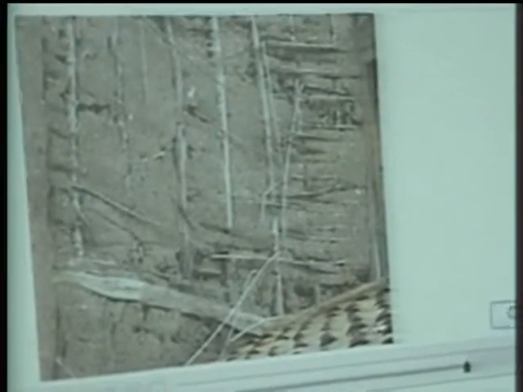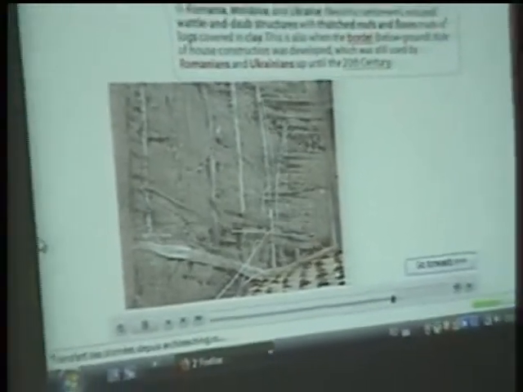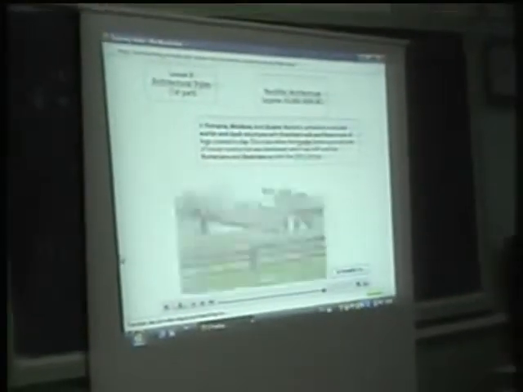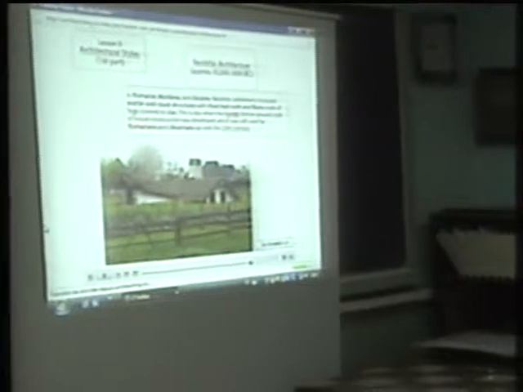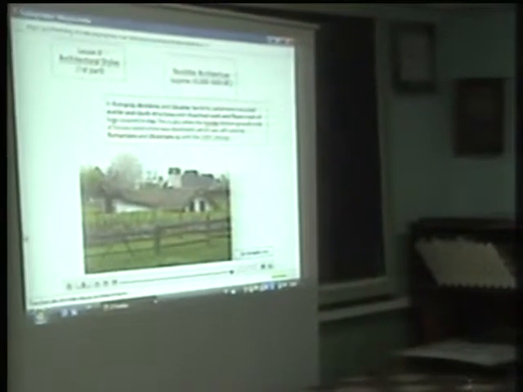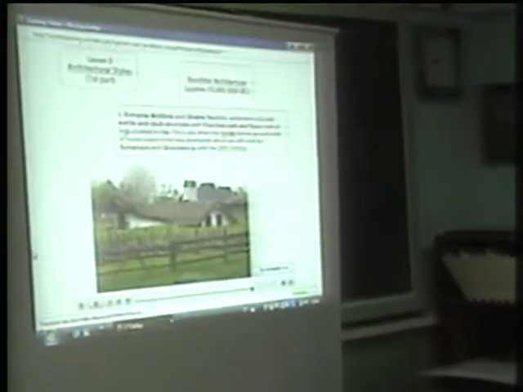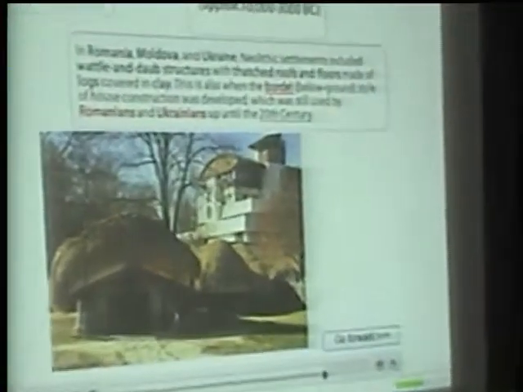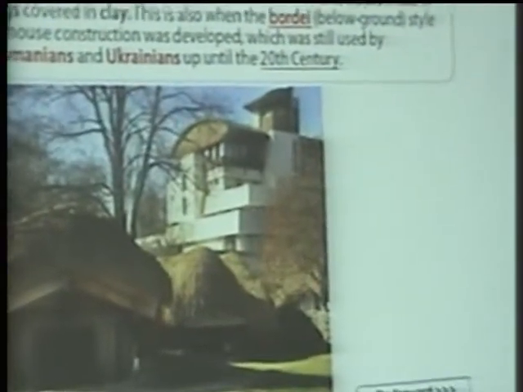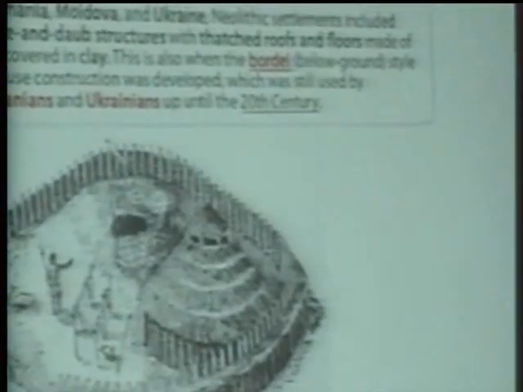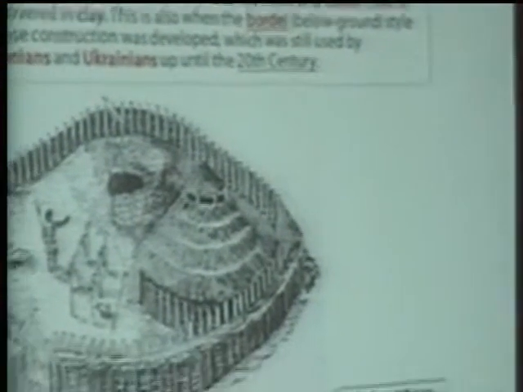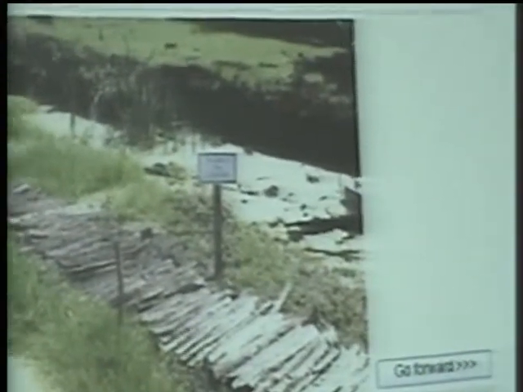In Romania, Moldova, and Ukraine, Neolithic settlements included wetland dome structures with thatched roofs and floors made of logs covered in clay. This is also when the bordei, below ground, style of house construction was developed, which was still used by Romanians and Ukrainians up until the 20th century. The world's oldest known engineered roadway, the Sweet Track in England, also dates from this time.